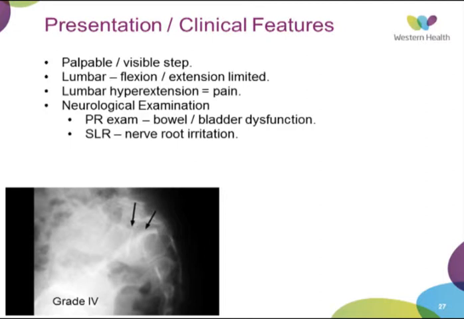They may have a palpable or visible step when you look at the lumbar spine. They may be stiff, so flexion and extension may be limited, and they may have pain when you hyperextend their lumbar spine. You obviously need to do a neurological examination. You may need to do a PR exam if you're suspicious of any bowel or bladder dysfunction, and a straight leg raise may be positive due to nerve root irritation.